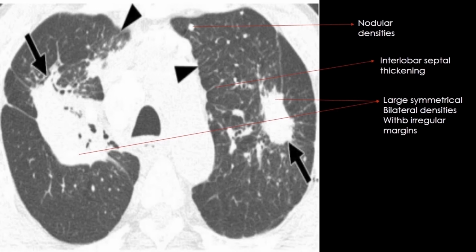Axial CT in a lung window in a patient with silica exposure, where you can find multiple nodular opacities in the bilateral lungs together with large asymmetrical densities with irregular margins which are moving towards the hila. In the image, interlobular septal thickening is also shown.